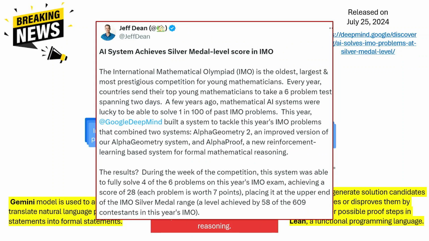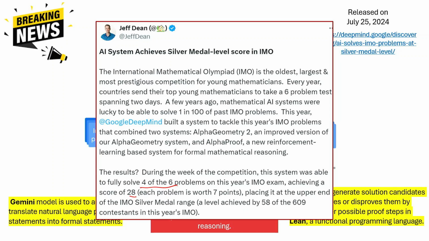So this is the tweet posted by Jeff Dean. He mentioned that so far any AI model was able to solve a maximum of 2 problems out of 6, but this time this model was able to solve 4 problems out of 6. Each problem has 7 points, so the AlphaProof model got 28 marks out of the total, and this is equivalent to getting a silver medal in the International Math Olympiad.